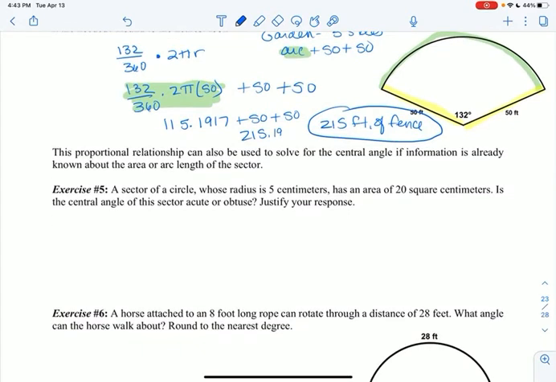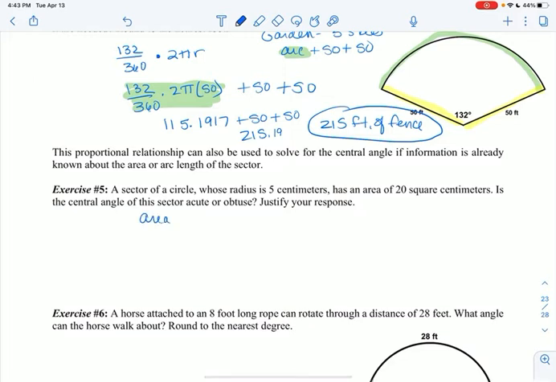So, the last kind of problem that I want to try is, what if I give you the area of the sector and you have to work backwards and find the missing value? A sector of a circle whose radius is 5 has an area of 20 square centimeters. Is the central angle of this sector acute or obtuse?